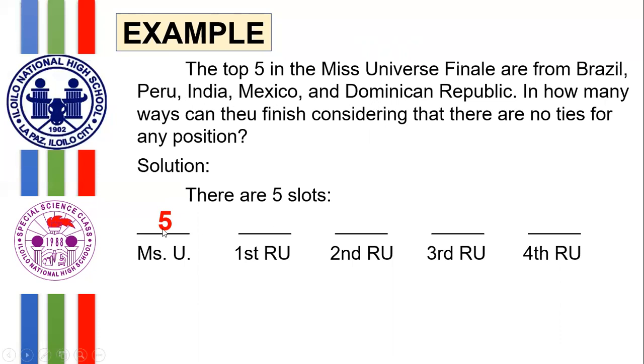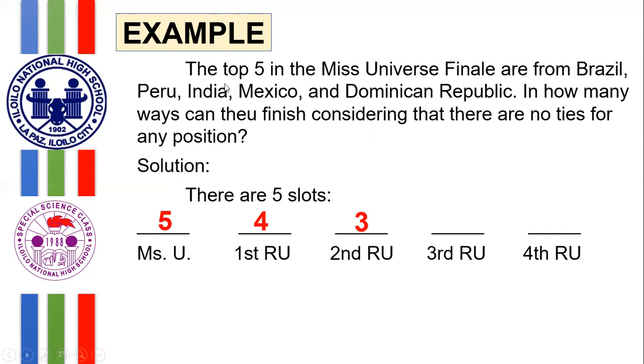So there are 5. Supposing Brazil is already the Miss Universe, then Miss Brazil is not in contention for any of the remaining 4 awards. Meaning, Peru, India, Mexico, and Dominican Republic could serve as first runner-ups. That's why there are 1, 2, 3, 4 of them. So we have 4 there. Supposing Peru is the first runner-up, Brazil and Peru can no longer vie for other awards. Hence, India, Mexico, and Dominican Republic, there are 3 of them who are possible contentions for the second runner-up.